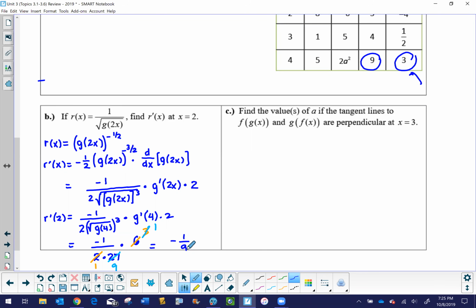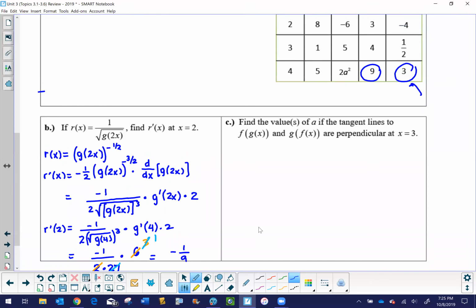All right. Now C is very, very different. C is a lot more conceptual in that I'm tricking you guys. I'm tricking you into finding 2 derivatives. I mean, I'm guilty. It's terrible of me to do that, but I'm making you both find the derivative of f of g and the derivative of g of f, and figuring out, hey, what are we going to get if these things are perpendicular at 3? So here's what I'm going to do. Let's just divide and conquer here.